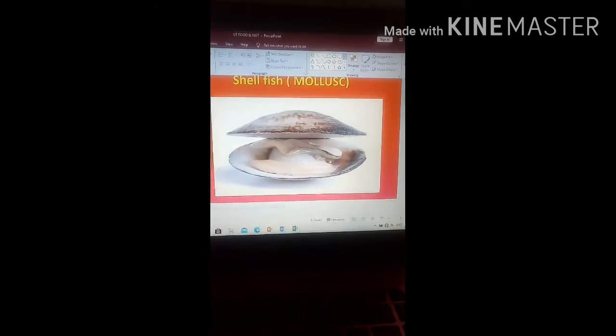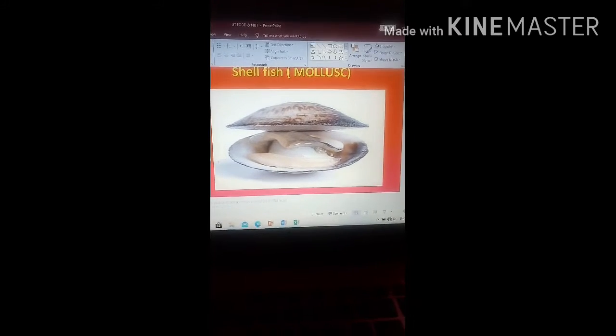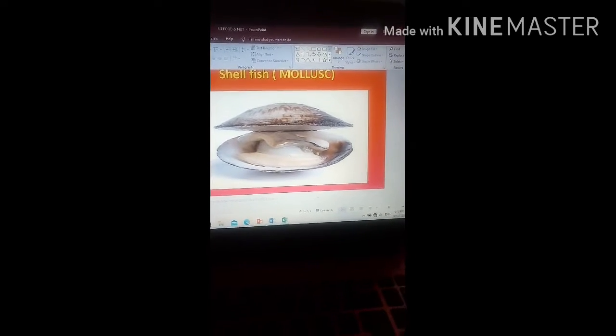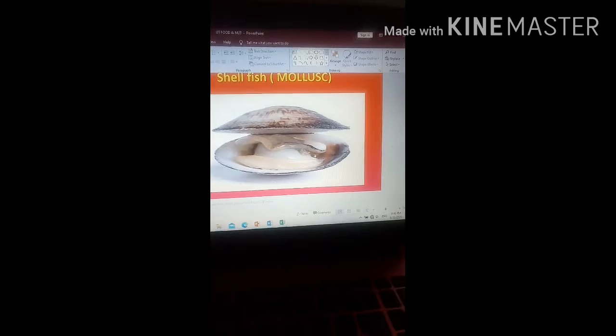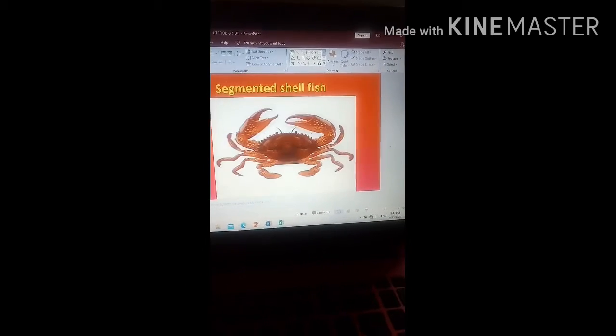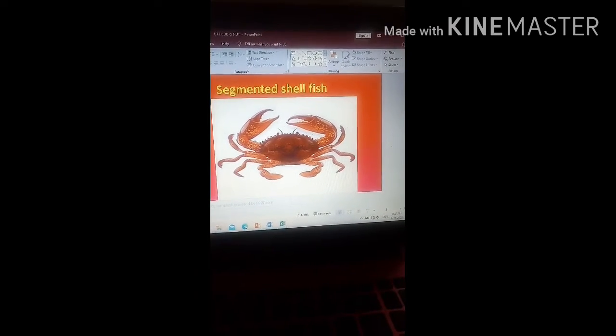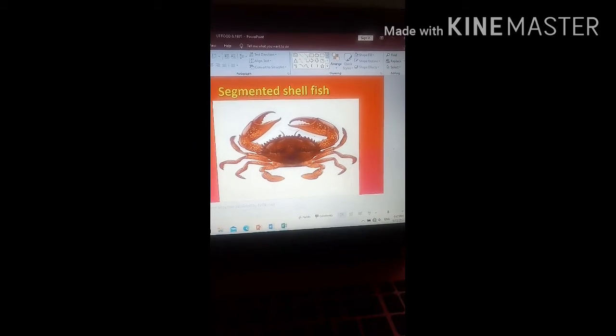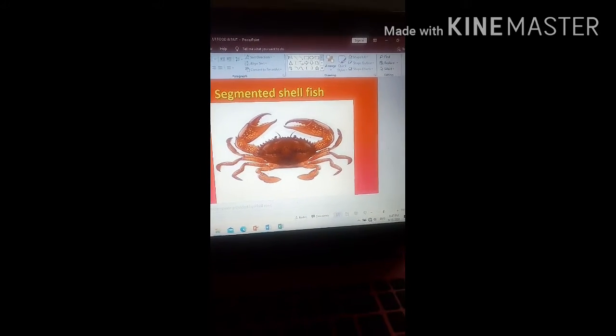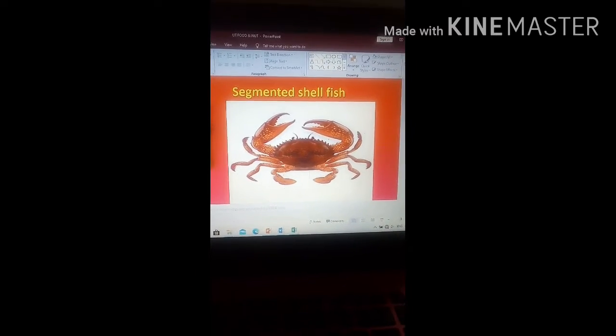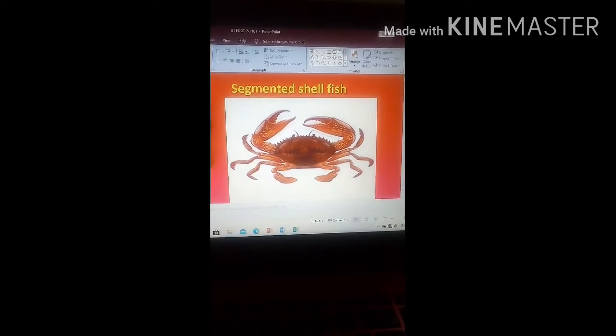So this is a typical example of shellfish, that is the mollusk. They actually live inside the sea. Then this is an example of segmented shellfish. This is crab. It is a segmented shellfish.